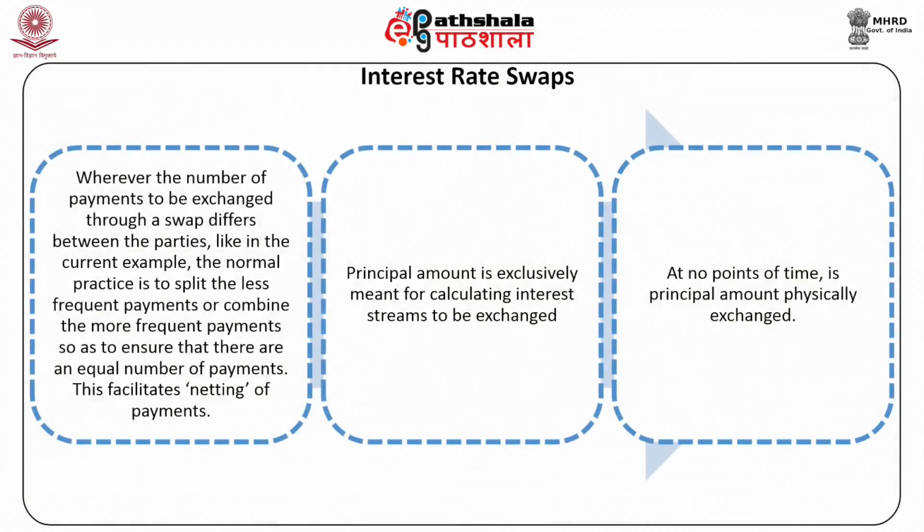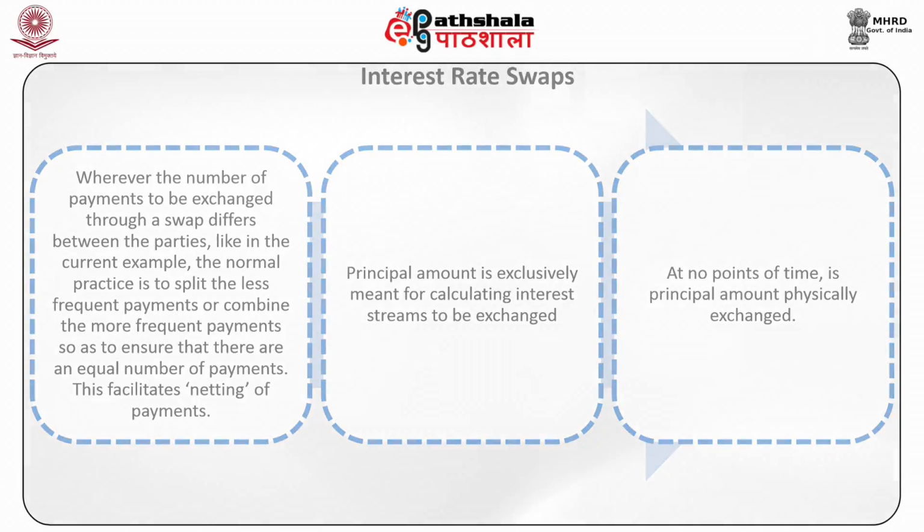Whenever the number of payments to be exchanged through a swap differs between the parties, like in the current example, the normal practice is to split the less frequent payments or combine the more frequent payments so as to ensure that there are an equal number of payments. This facilitates netting of payments. The principal amount is exclusively meant for calculating interest streams to be exchanged. At no point of time is the principal amount physically exchanged.